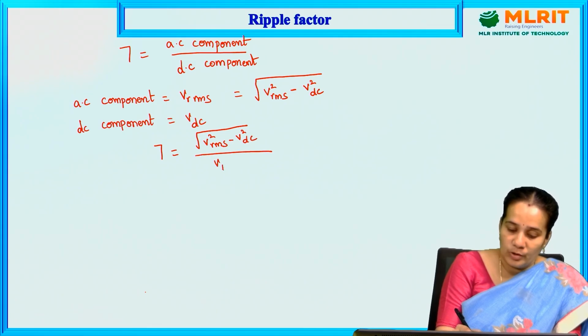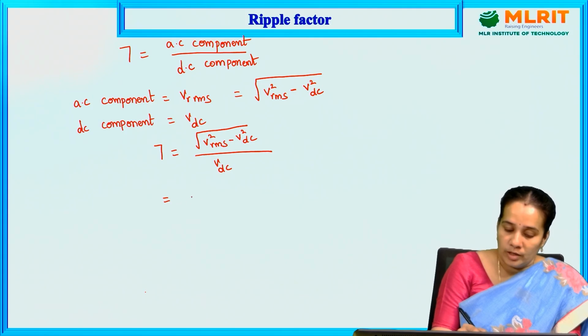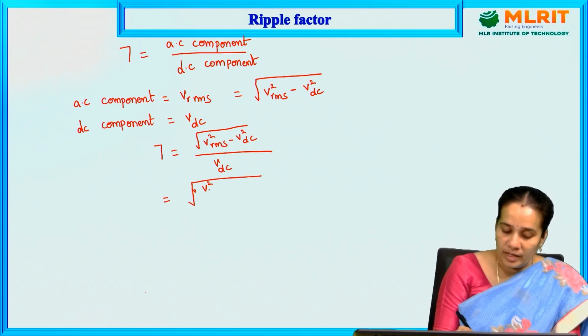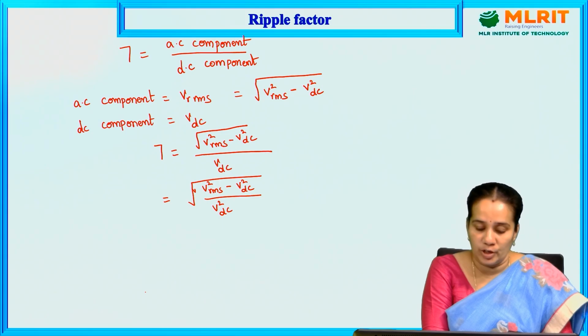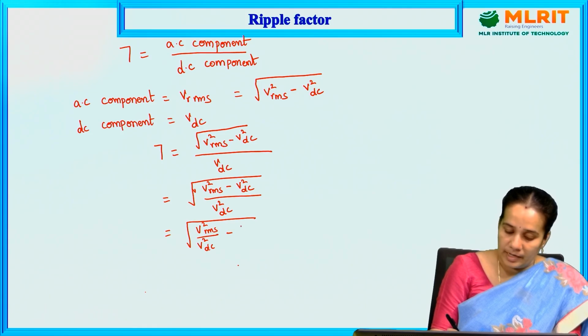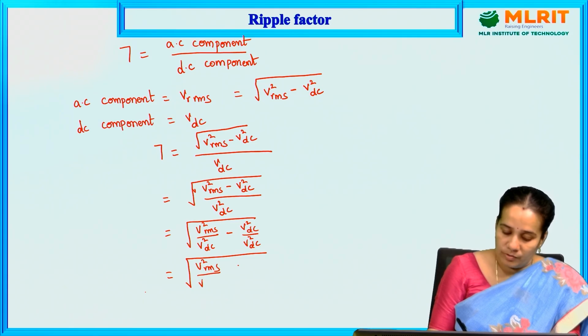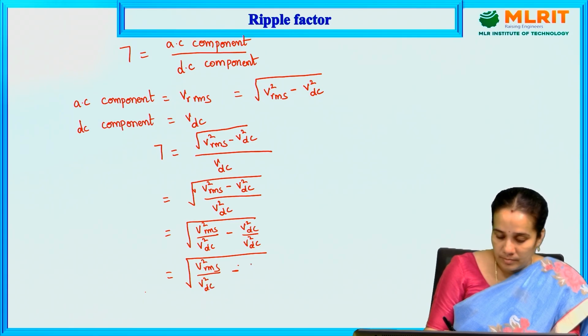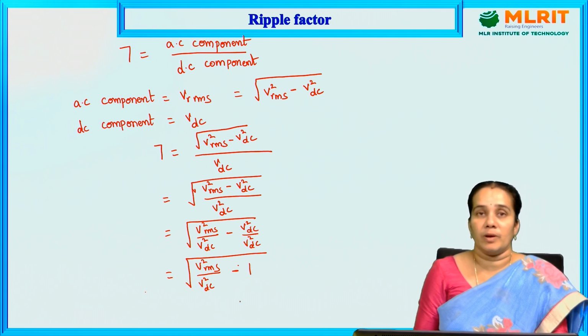the DC component value, VDC. If you apply the square and root on the denominator, then the denominator becomes under root of V square RMS minus V square DC by V square DC. I am applying the square and root for the denominator term. Then what is the equation? V square RMS by V square DC minus V square DC by V square DC, that is equal to under root of V square RMS by V square DC minus 1, as V square DC cancels.